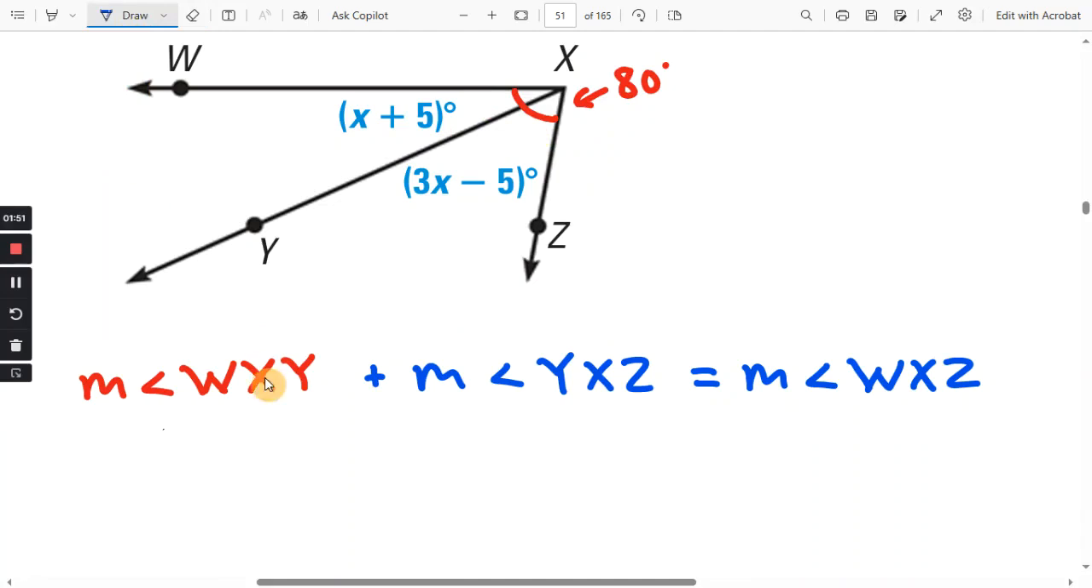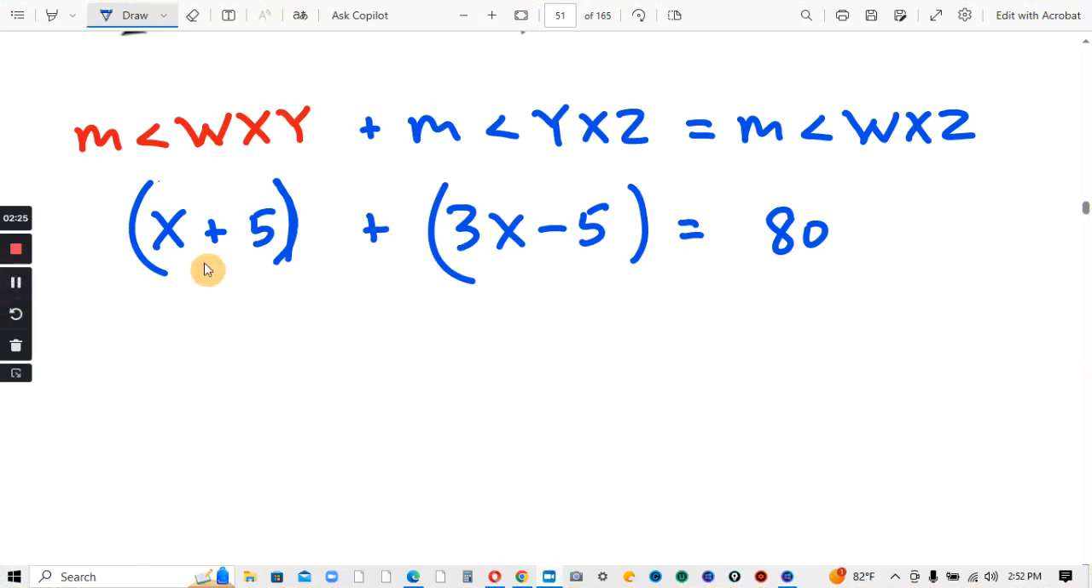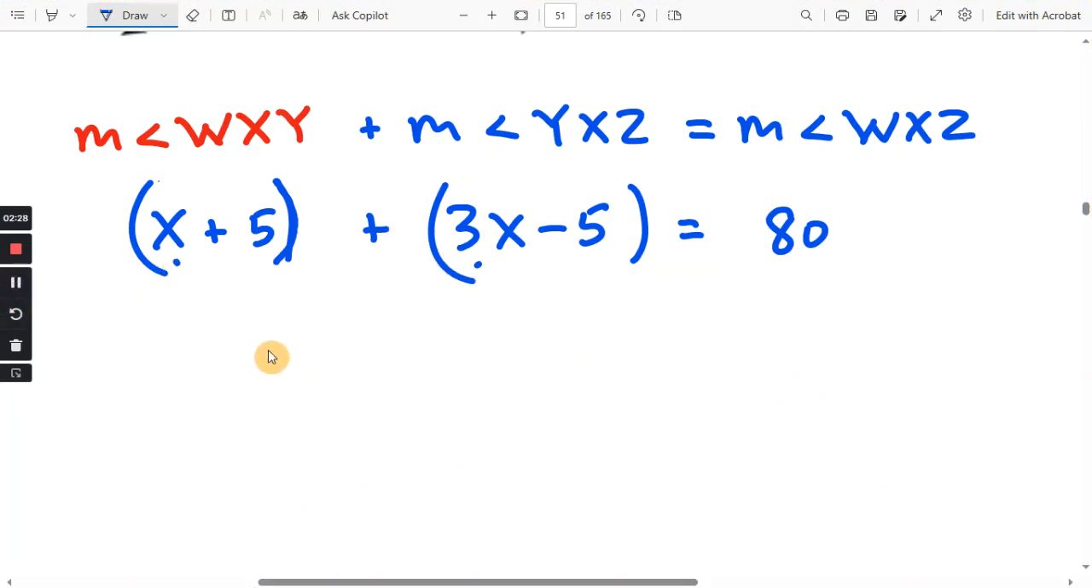But anyhow, for WXY, that's this one. That's going to be x plus 5. All right. You can use parentheses if it helps, but we're not multiplying right now. And then YXZ is this one right here. That's 3x minus 5. And we were given in the write-up, WXZ is 80. All right, that was given. These are added, combining like terms. x plus 3x gives us 4x. 5 minus 5 is 0. And that equals 80.